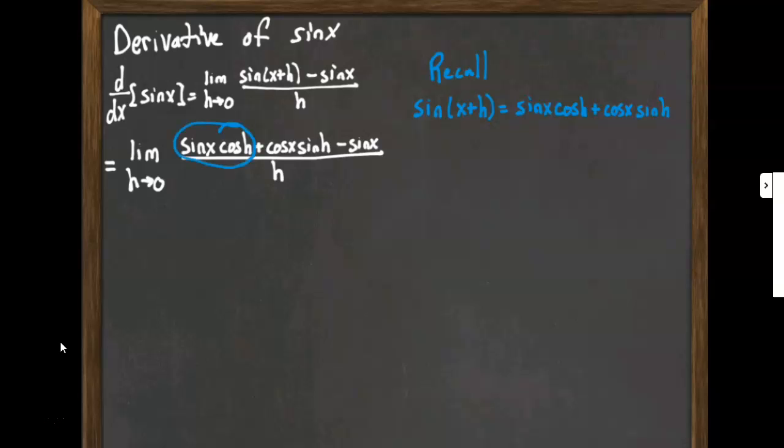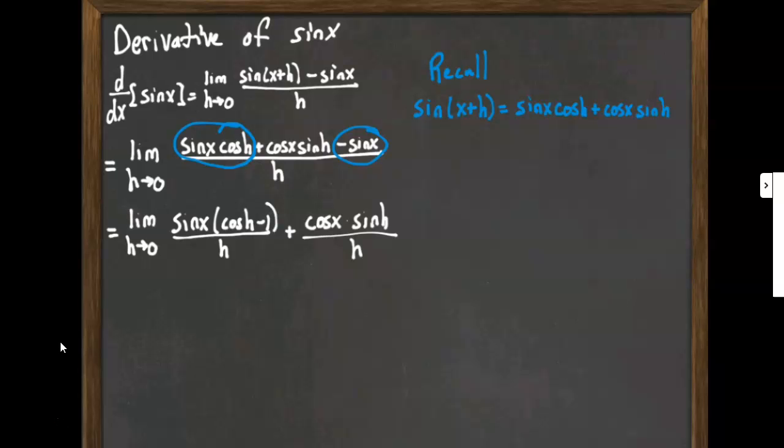So first notice this sine x cosine h and sine x both have a sine x in them. So we're going to put those together and factor out a sine x. So I have the limit as h goes to 0 of sine x times the quantity cosine h minus 1, all over h. I'm going to break that apart into one fraction plus the remaining stuff, cosine x times sine h all over h.